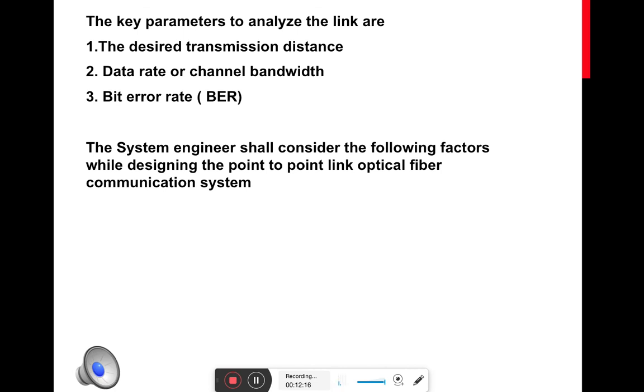Next, when a design engineer is designing a point-to-point link optical communication system, the factors he needs to consider are the various aspects in choosing the optical transmitter, the various aspects to follow when choosing the receiver, and similarly the various aspects he needs to look after when choosing the optical fiber. We've already discussed all these three points in detail in our first module. So if you have any doubts regarding those criteria, please refer to the first module.